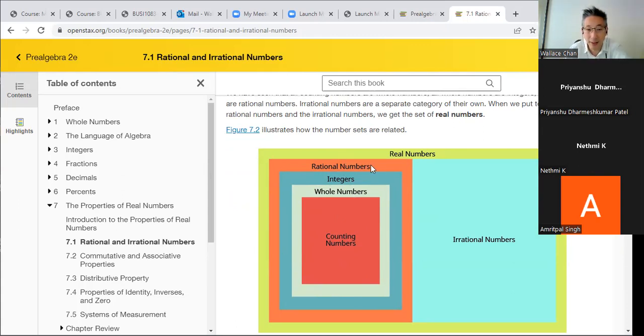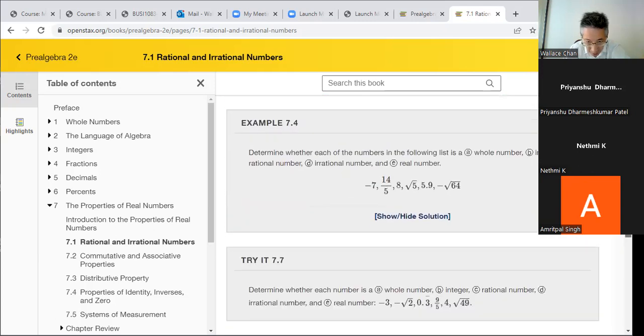Rational numbers are numbers that are integers or can be presented in the form of a fraction p over q, where q cannot be 0, and p and q must be integers. So this is basically what rational numbers are. And irrational numbers are decimals with no end and no pattern. All of these are under the umbrella of real numbers. So take a look here.